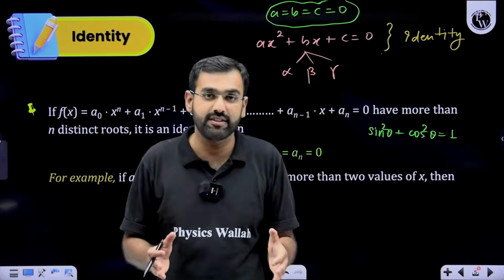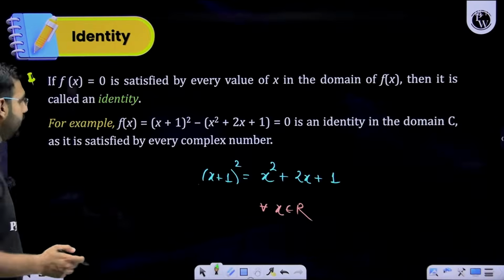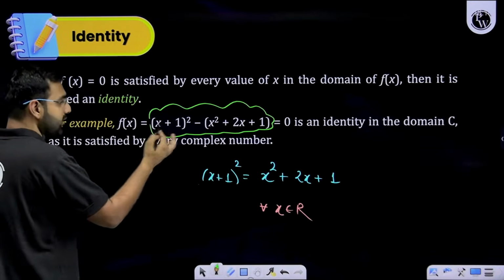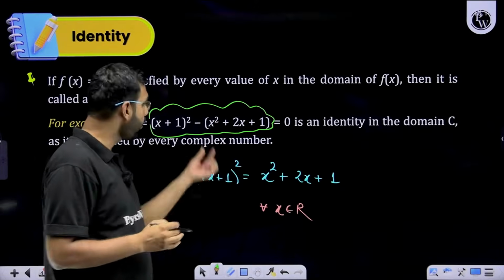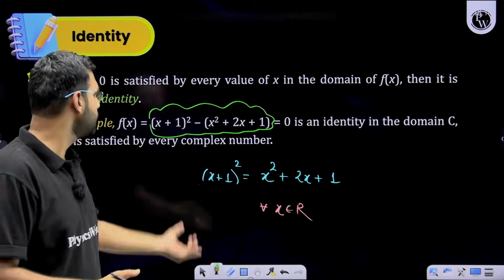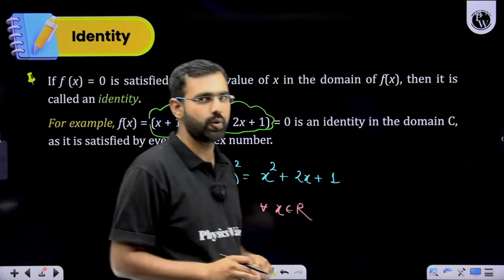This is a fact, this is a truth. I hope you must have seen in the last slide, if I talk about this expression, x plus 1 whole square minus x square plus 2x plus 1, irrespective of any value of x, this will always result into 0. Give me a quick confirmation in the chat box.